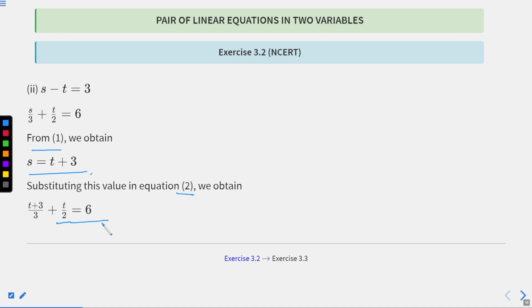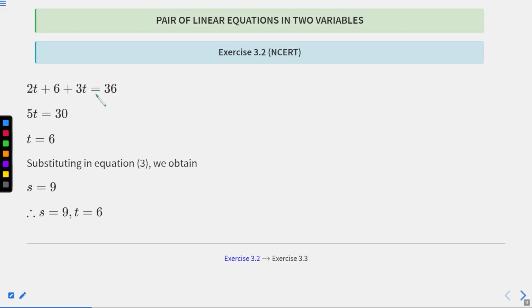Now if we simplify, we get 2t plus 6 plus 3t equals 36, which implies 5t equals 30, so t equals 30 divided by 5, which is 6. Substituting t equals 6 in equation number 3, we obtain s equals 9. Therefore s equals 9 and t equals 6.